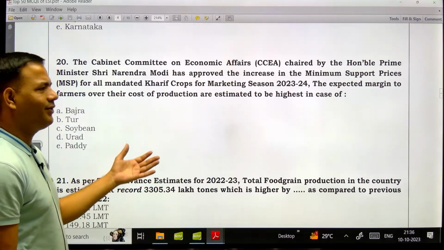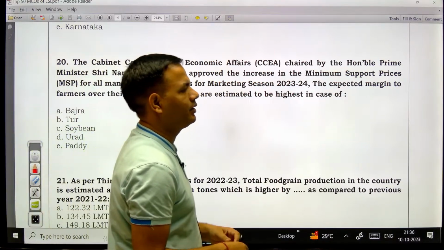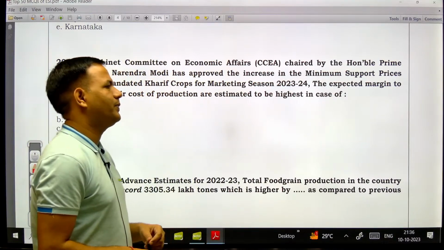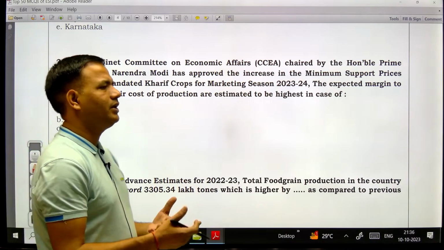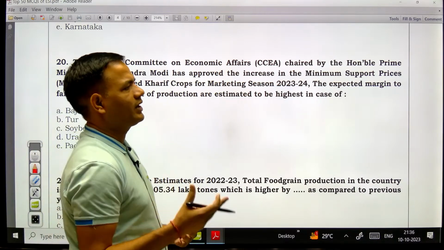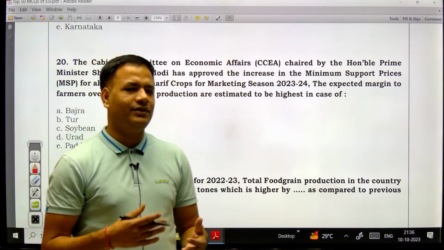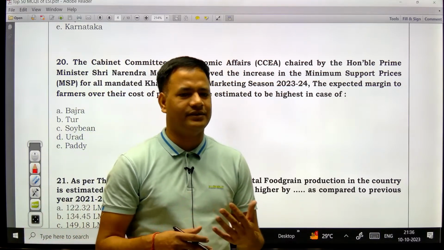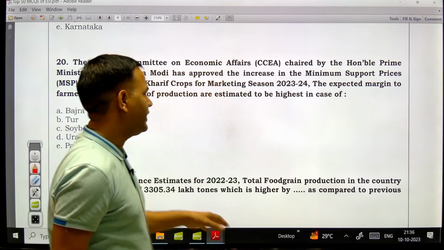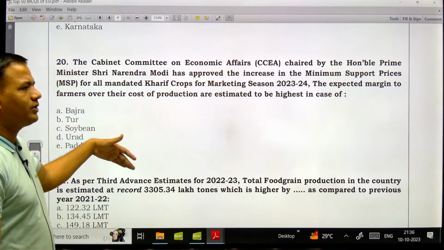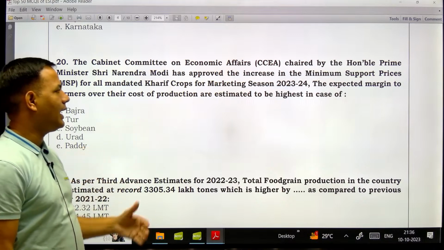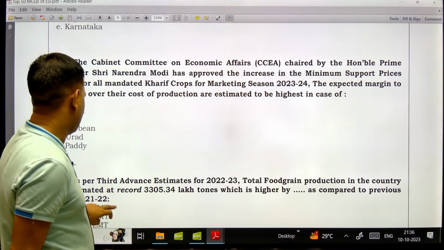Actually, in past years we have seen they have asked questions on the MSP. MSP directly, MSP they have asked many times, MSP formula, what are the components under MSP, many times they have asked. But we have seen that they are always changing the pattern of the question. So we can expect this type of question also, that which crop has the highest margin.